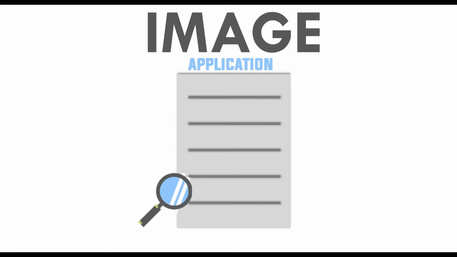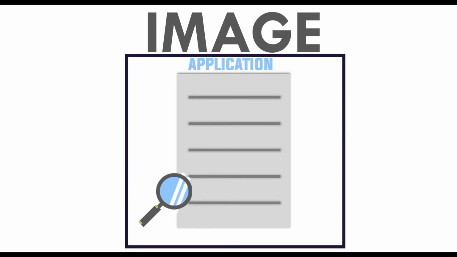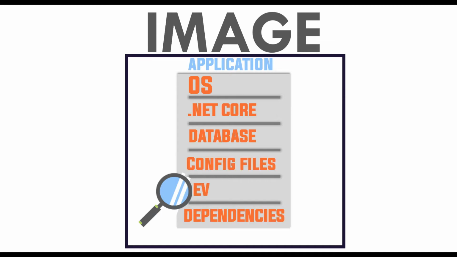So what are images? The statement would not be wrong if I say in Docker everything is based on images. Images are the application bundled with all its dependencies. It basically includes the elements needed to run an application as a container. And what are the elements required to run the application? That could be operating system, development framework, databases, config files, environment variables, libraries, and many other things.